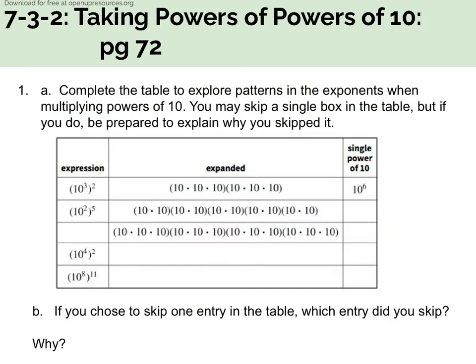All right, on page 72, what we're going to do is talk about powers to a power. Power to a power is what we call it. And so we have this table, and I want you to complete the table with the information. Notice how here I have 10 to the 3rd raised to the 2nd power. So I have 10 to the 3rd times 10 to the 3rd, which is 10 to the 6th. So go ahead and fill in the rest of the table. There is a part that you can skip if you want, and it's only one part of the table. And then go ahead and do that, and then come back to me.